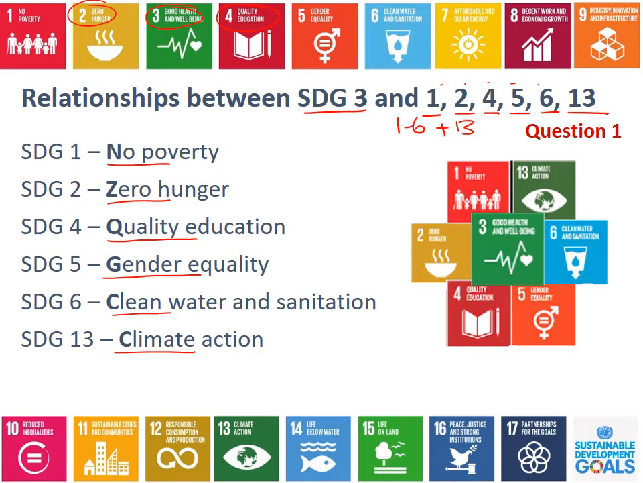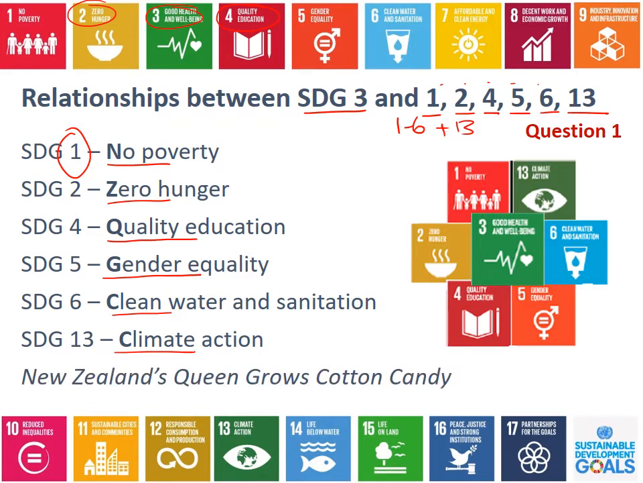For these 7 SDGs, you need to know their number and the name of that Sustainable Development Goal. You can come up with your own little mnemonic if you'd like, but one way to remember that is New Zealand's Queen grows cotton candy, to try and remember those in order, just remembering that SDG 3, good health and well-being, is in the middle here. Once you've written those down, I just want you to pop in and answer question 1, just giving the SDG number and name based on the logo itself.